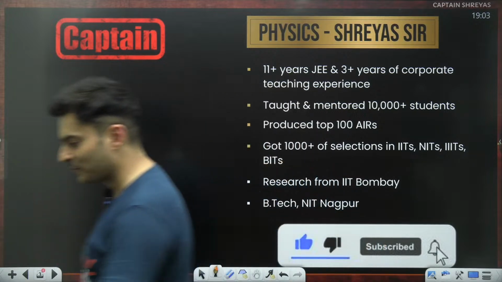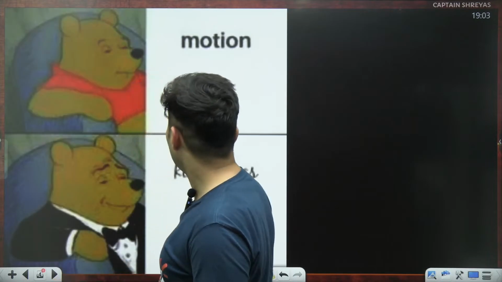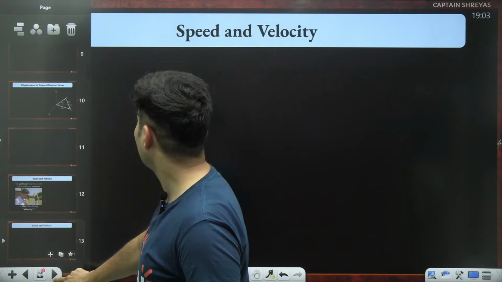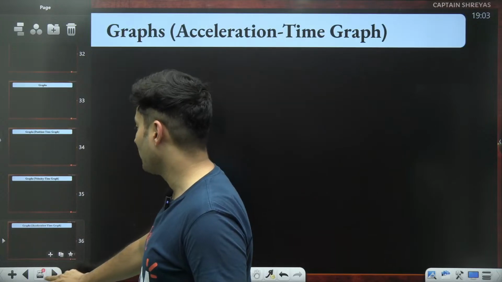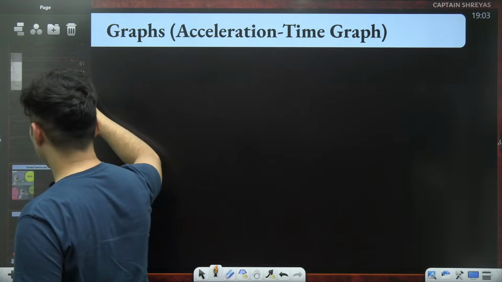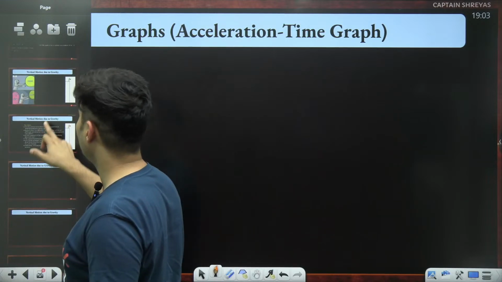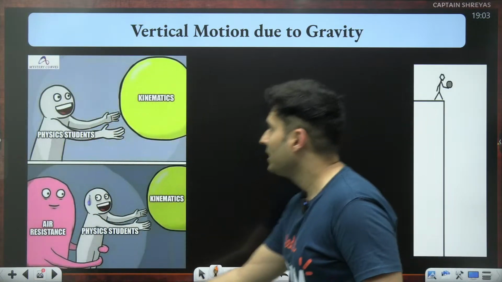Let's quickly start with the lecture. Remember, last lecture we did motion: distance, displacement, velocity, acceleration, equations of kinematics, graphs, everything. The notes are already shared. Now it's time for free fall motion, or motion under gravity.